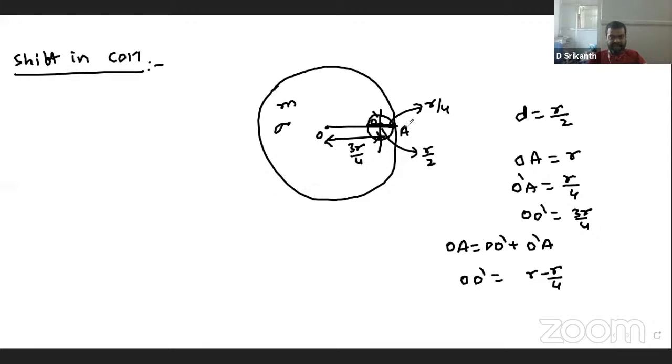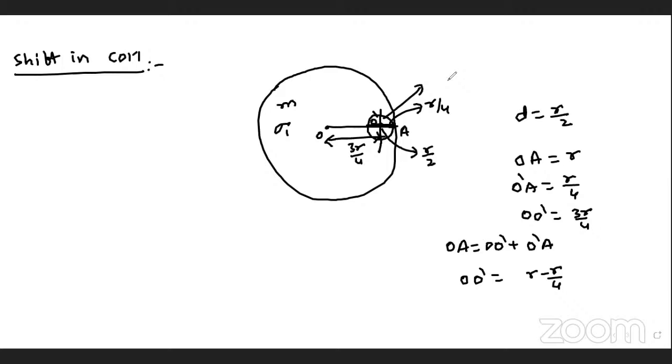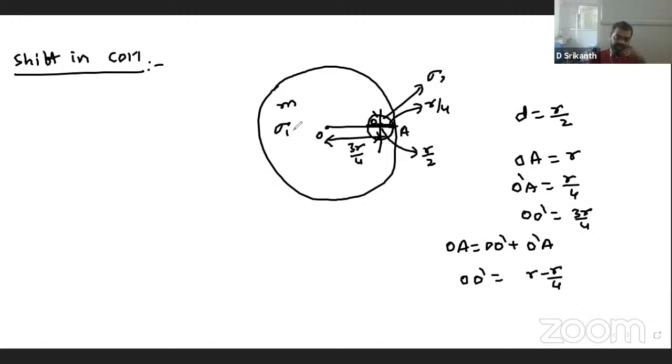So, density I can write as sigma 1. And for this small hole which we removed, I am considering it as sigma 2, such that both sigma 1 and sigma 2 are made up of the same material. So I can write sigma 1 equal to sigma 2, or rho 1 is equal to rho 2.